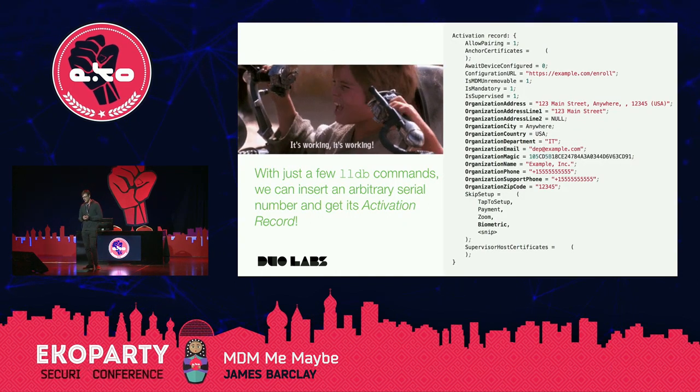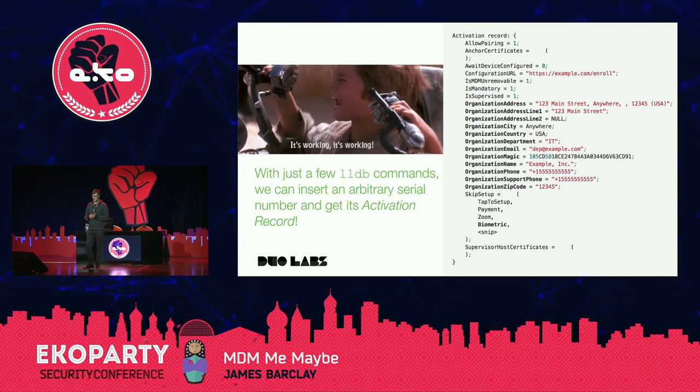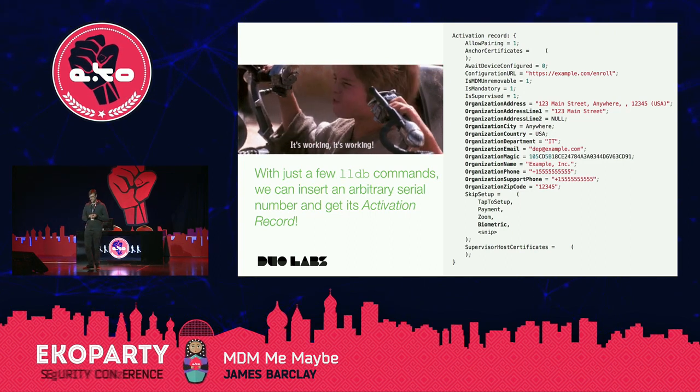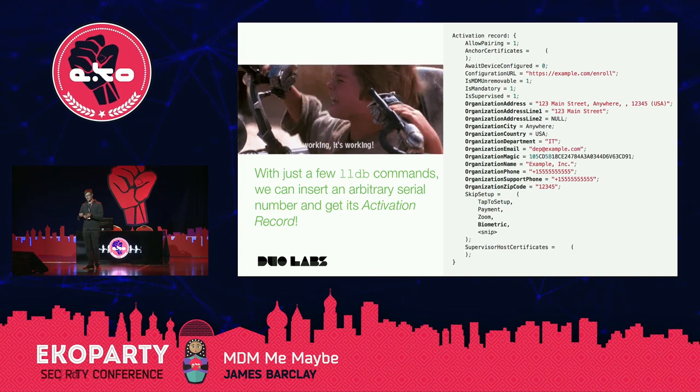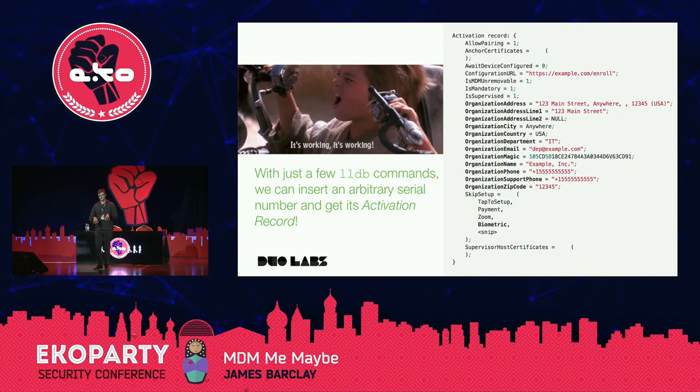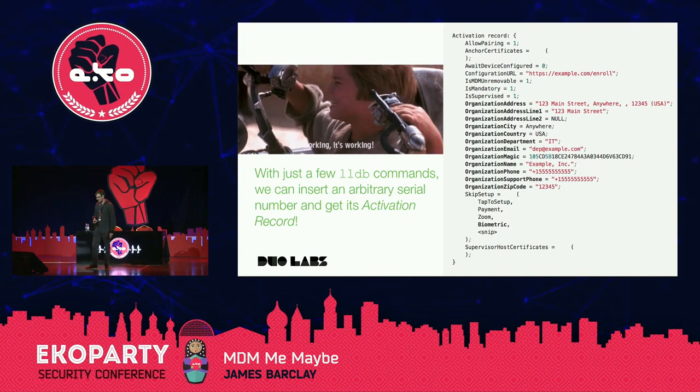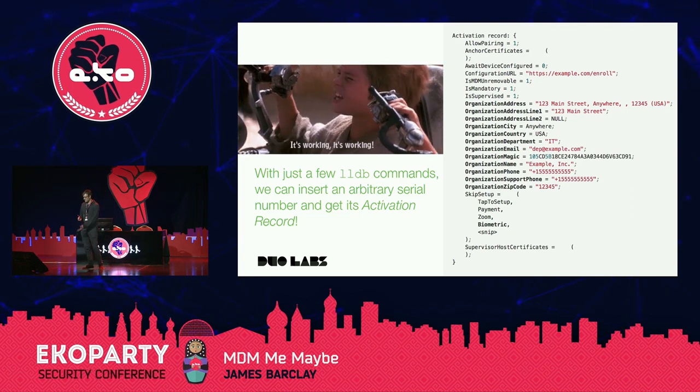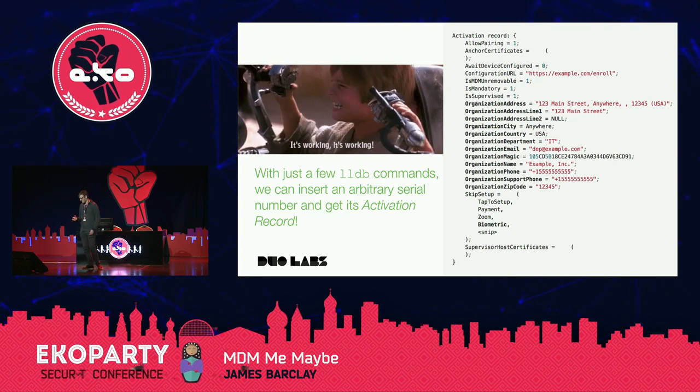And that worked. With just a few LLDB commands, we were able to insert an arbitrary serial number and get that serial number's activation record back, not the serial number of the MAC we were using. As you can see here, we have someone else's activation record.